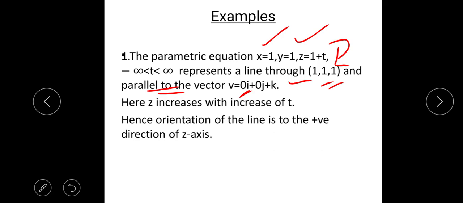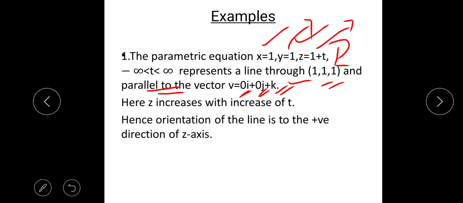And from the second equation, y is equal to 1, it is given, but we can write y is equal to 1 plus 0t, so that coefficient of t is 0. So that you can arrange as the second component 0j. Plus the third equation is z is equal to 1 plus t, in which the coefficient of t is 1, so that the third component is 1k. Therefore, the parallel vector will be v is equal to 0i plus 0j plus k.